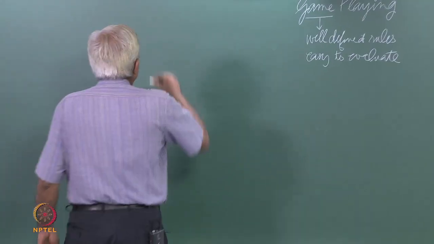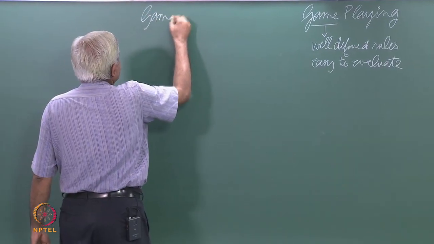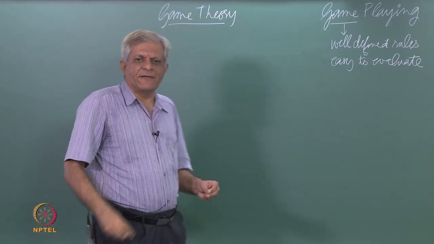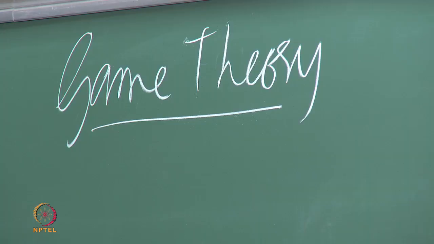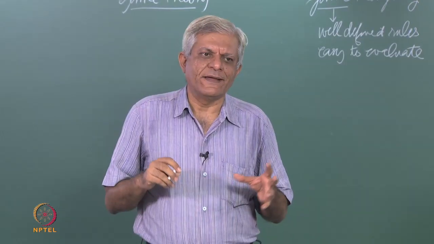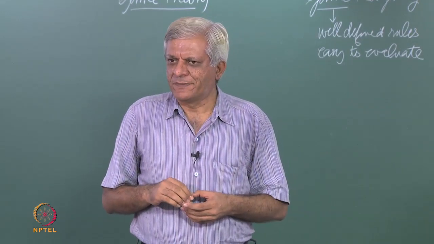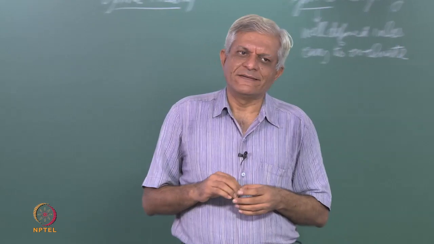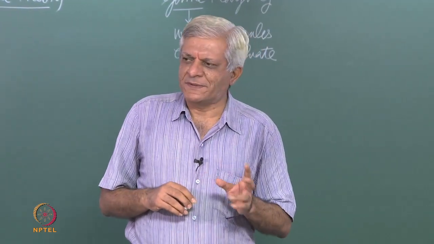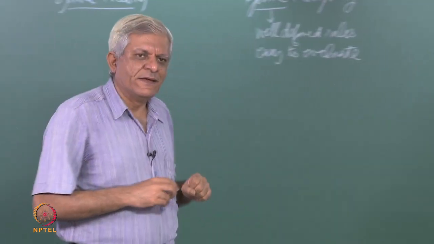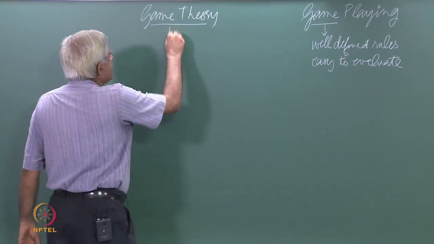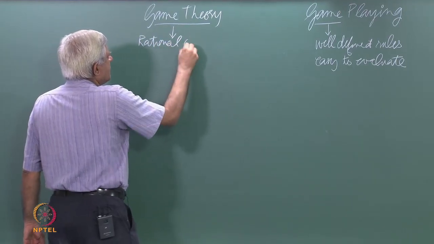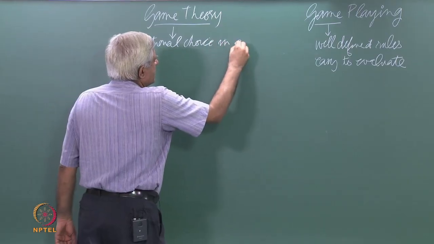Now, game playing derives from game theory. So, what is the name one associates with game theory? Who is credited with inventing this field of game theory? Not Nash essentially, but von Neumann is the person we credit with inventing game theory. And what do we mean by game theory? We mean rational choice in a multi-agent scenario.